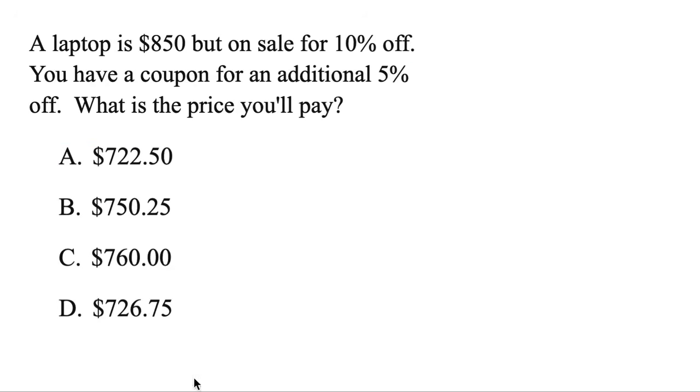And one last one. We have a laptop, it's $850, but it's on sale for 10% off. We also have a coupon for an additional 5% off. What's the price that we'll pay? If you're taking 10% off, then you're really just paying 90%. And you could always think of it like money. When you say per cent, just think of it as cents. So it's 90 cents there. Okay, so that's the amount that we're going to pay of the $850. So we're going to multiply those two.